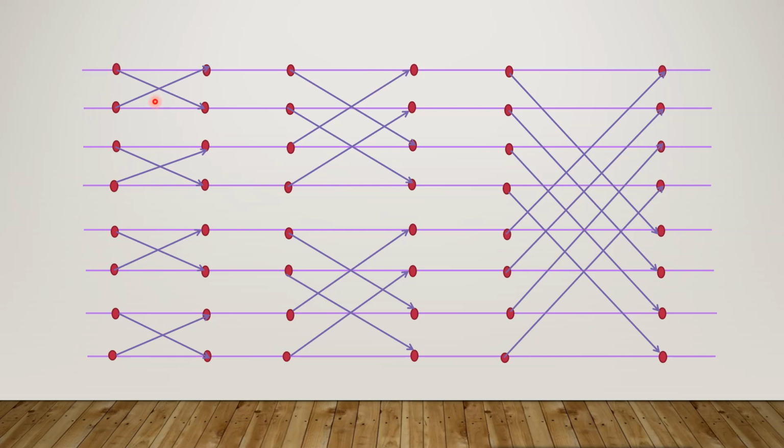In the first stage, the last line should be represented by minus 1. In the same way, in the second stage, the last 2 lines should be represented by minus 1. And in the third stage, the last 4 lines should be represented by minus 1.